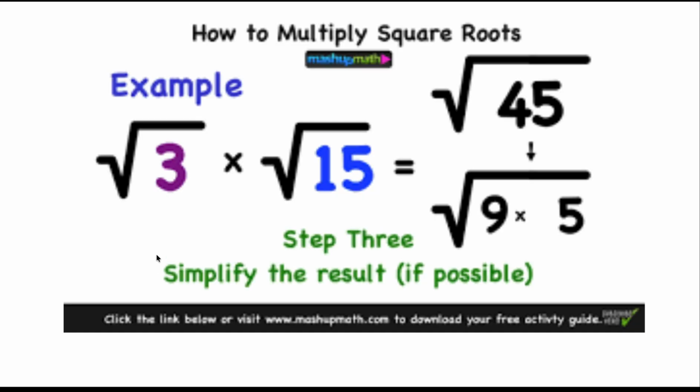Okay, so how to multiply square roots. If you multiply the square root of 3 times the square root of 15 separately, it will give you the same thing as if we put them together. What I mean by that is if we did 9 times 5 under the same square root, or if we did it separately, the square root of 9 times the square root of 5, it will be the same answer. So multiplying square roots, you can do it separated or together. It gives you the same answer.